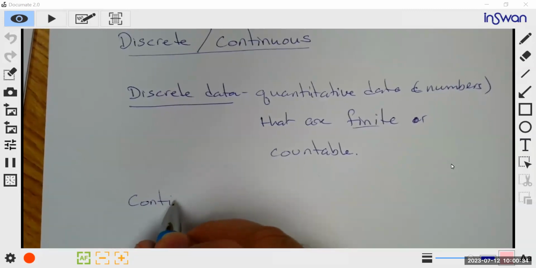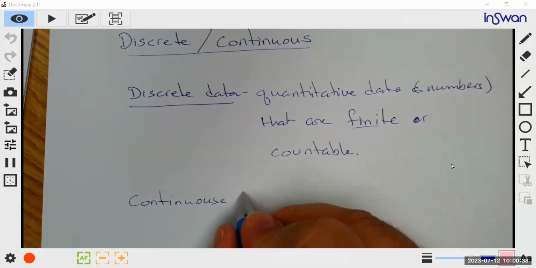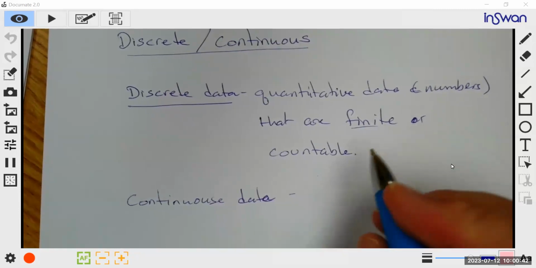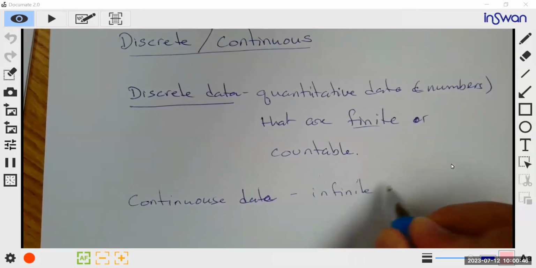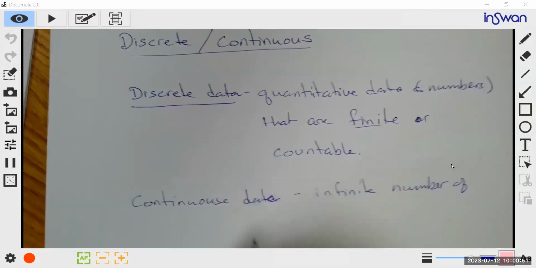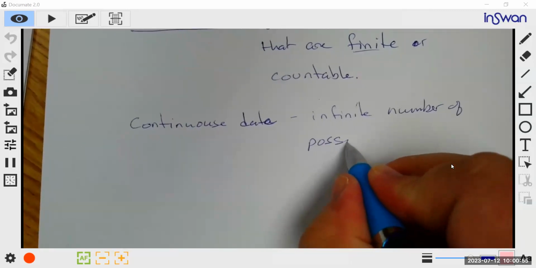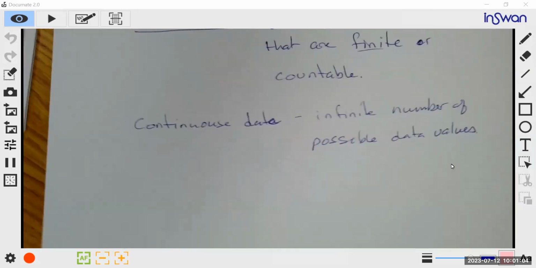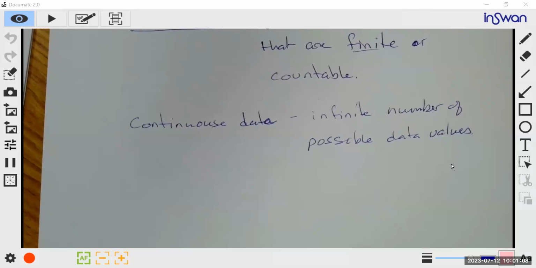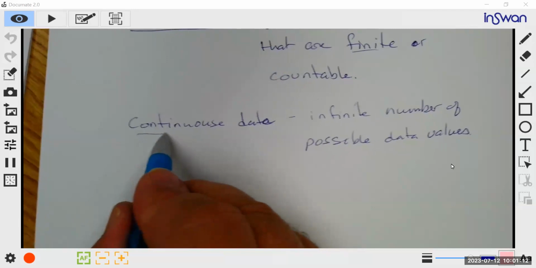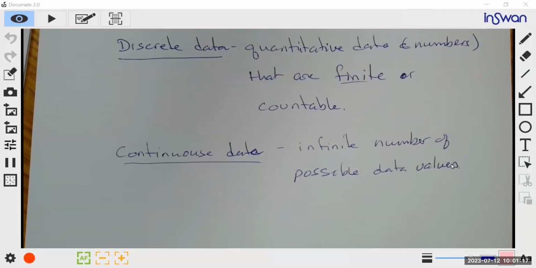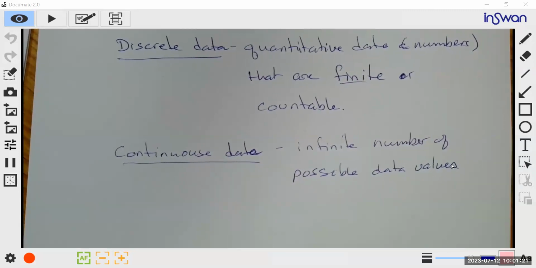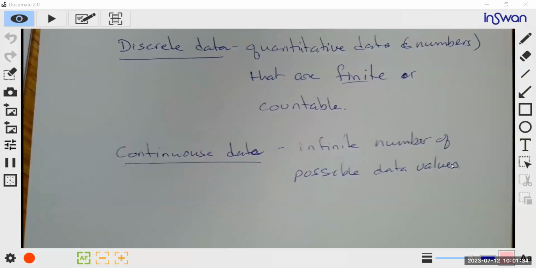So continuous would just be the opposite. This is an infinite number of possible data values. Can you think of examples of what the difference of these two really are in the real world? Discrete versus continuous. Your data is continuous, yes.